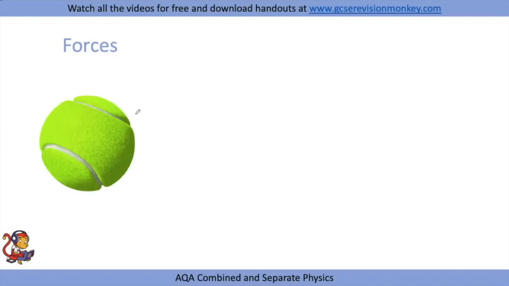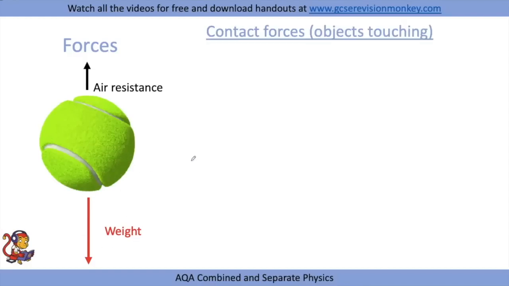So moving on to forces then, we said it's a vector, so we can use arrows to show both the size of the force and the direction of the force as well. So for example, with this falling tennis ball, it will have air resistance going upwards, represented by this arrow, and weight acting downwards, represented by this arrow. The direction of the arrow shows the direction of the force, and the size of the arrow shows the magnitude of the force.